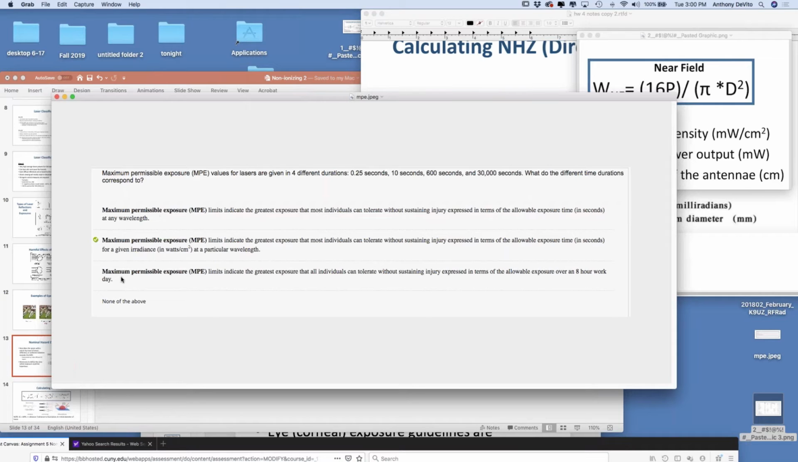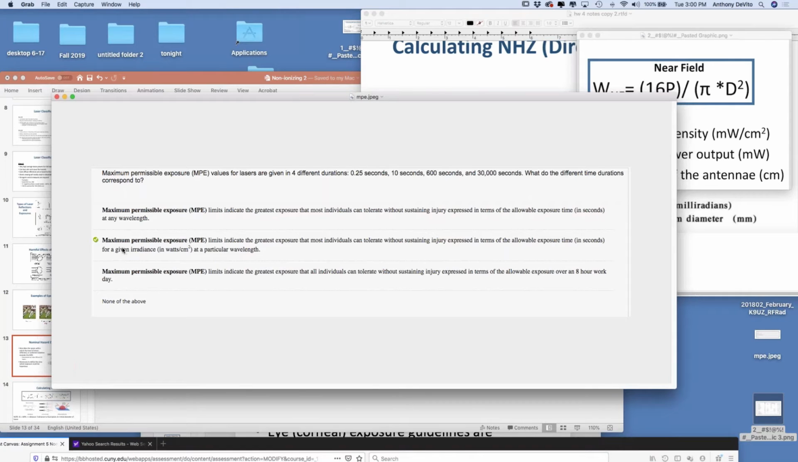Let's go down to this bottom one. Maximum permissible exposure limits indicate the greatest exposure that all individuals can tolerate without sustaining injury, expressed in the allowable exposure over an 8-hour workday. Again, it ignores the type of laser, the wavelength, and so on. And it's not necessarily an 8-hour workday. We have exposure limits for shorter durations, also down to a quarter of a second. So that's not the right answer.